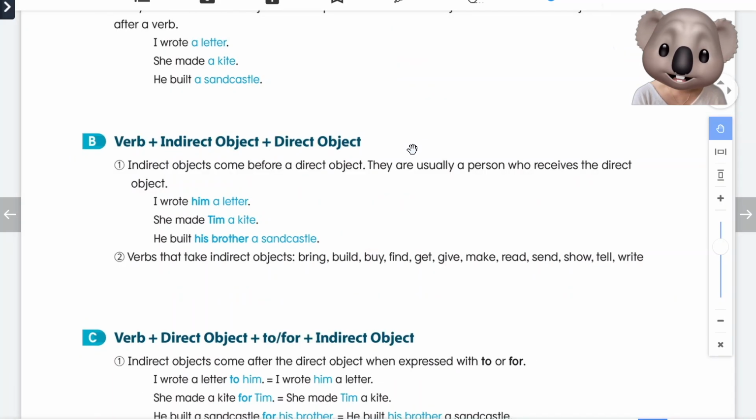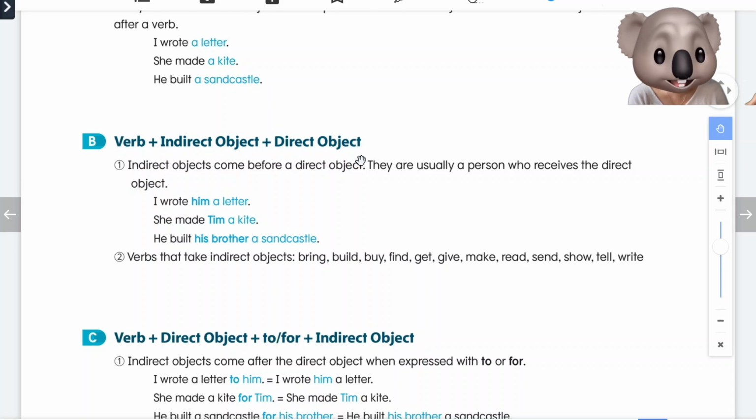We also learned about indirect objects. Indirect objects are usually the people that we are talking about. For example, if our sentence says, I wrote a letter, 누구한테? I wrote him a letter. Him is our indirect object. We can also change him to Tim or Tom or John. Indirect objects come after the verb but before the direct object. 여기 보면 우리 indirect object가 동사 뒤에 나오고 direct object 전에 나와.